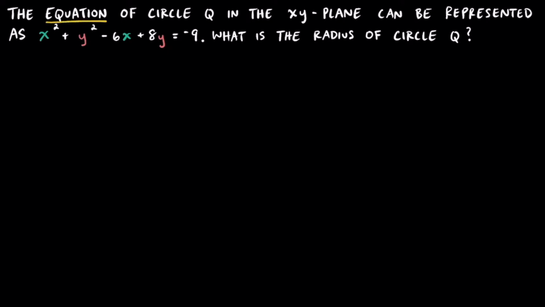The equation of circle Q in the xy plane can be represented by this equation of x squared plus y squared minus 6x plus 8y equals negative 9. The question is, what is the radius of circle Q?